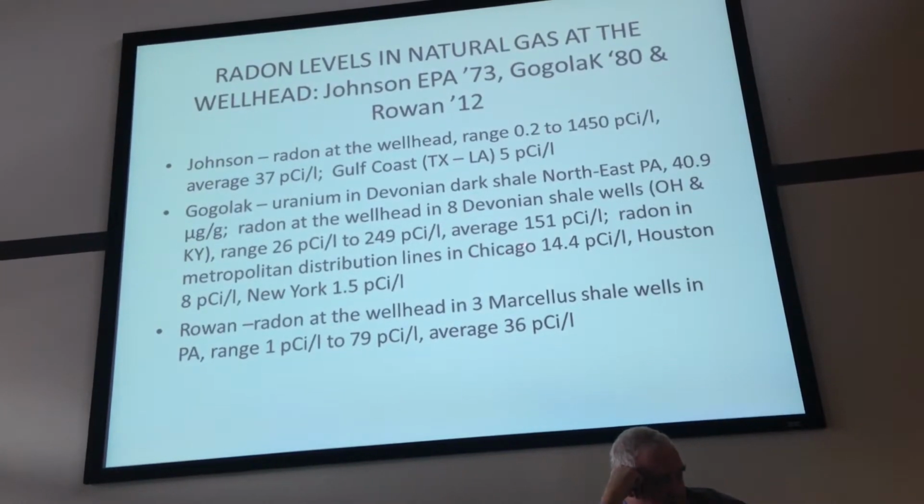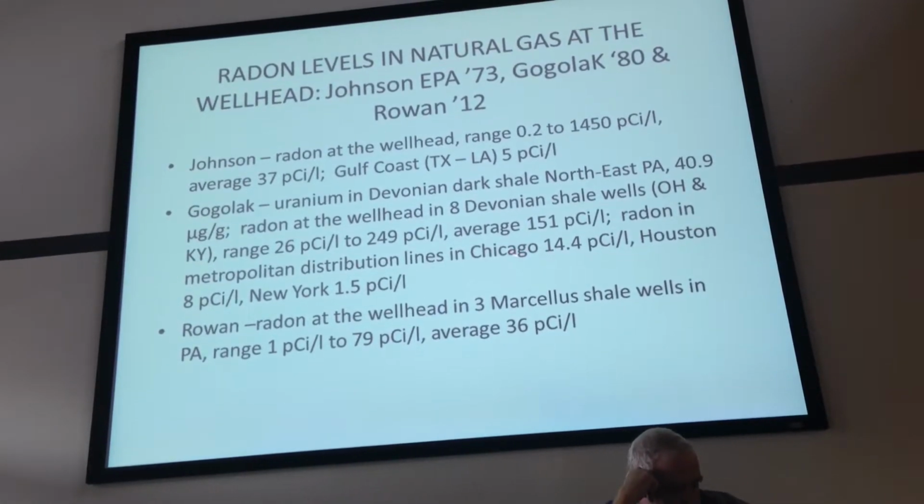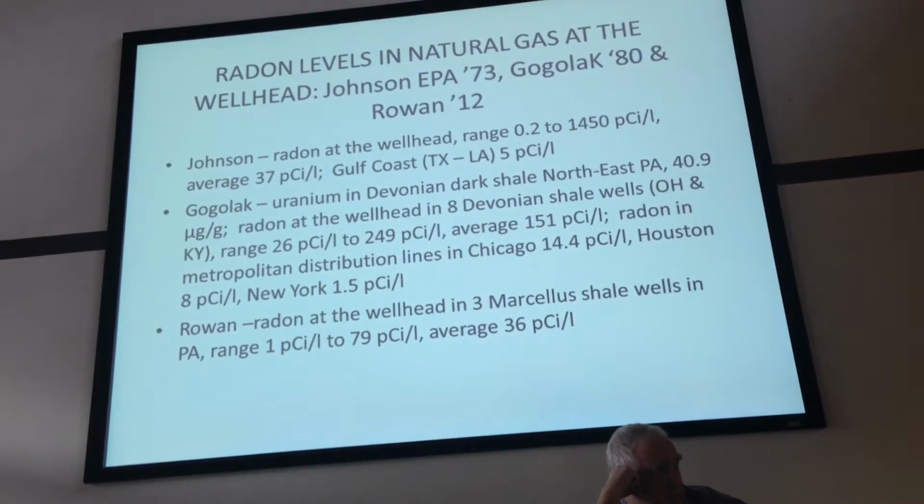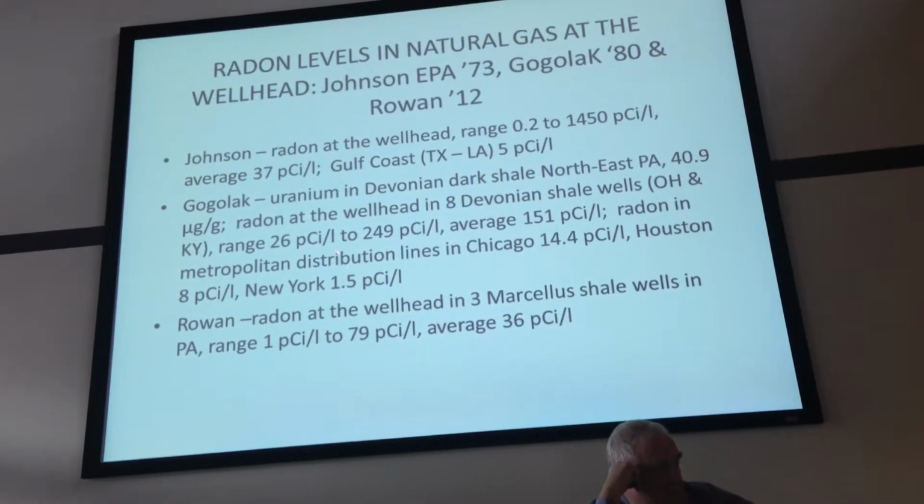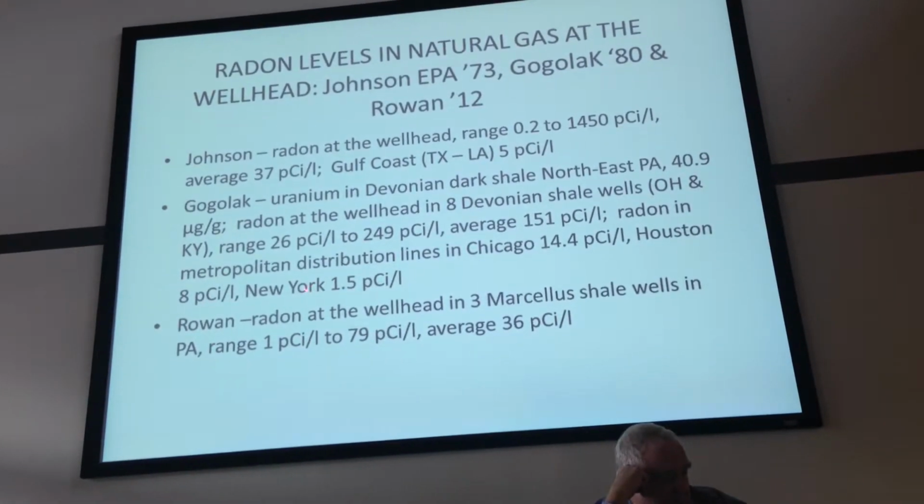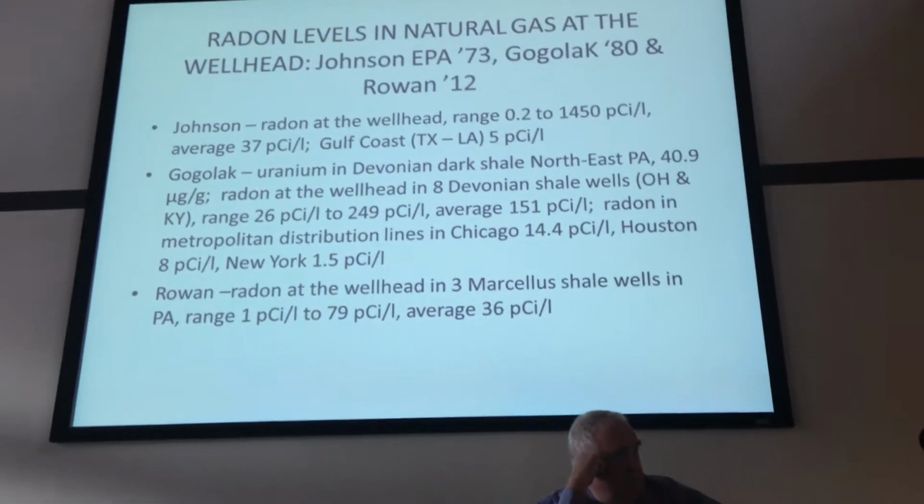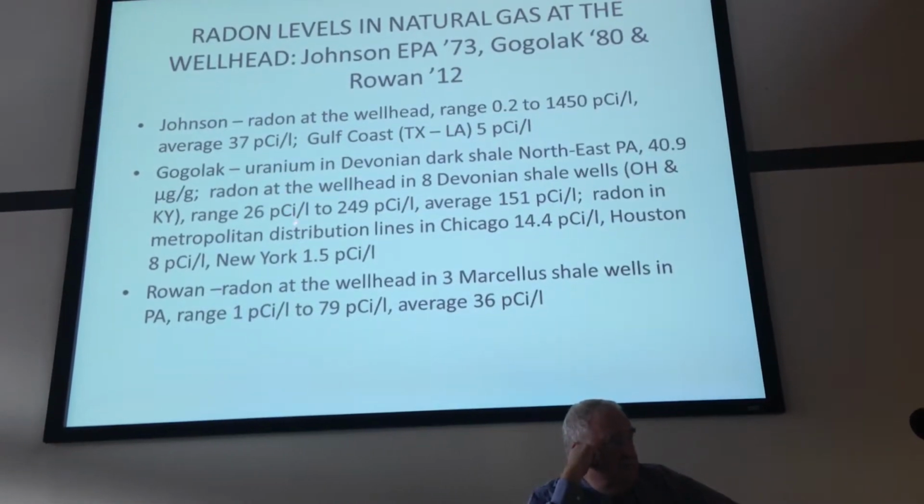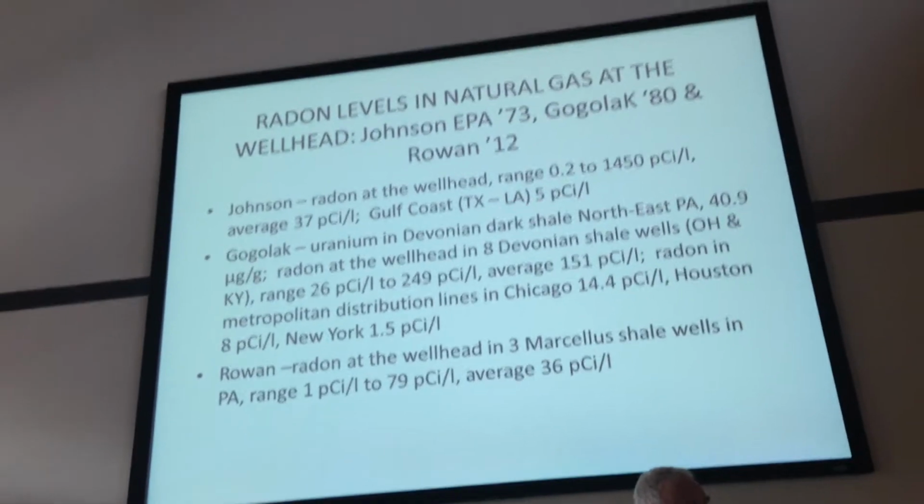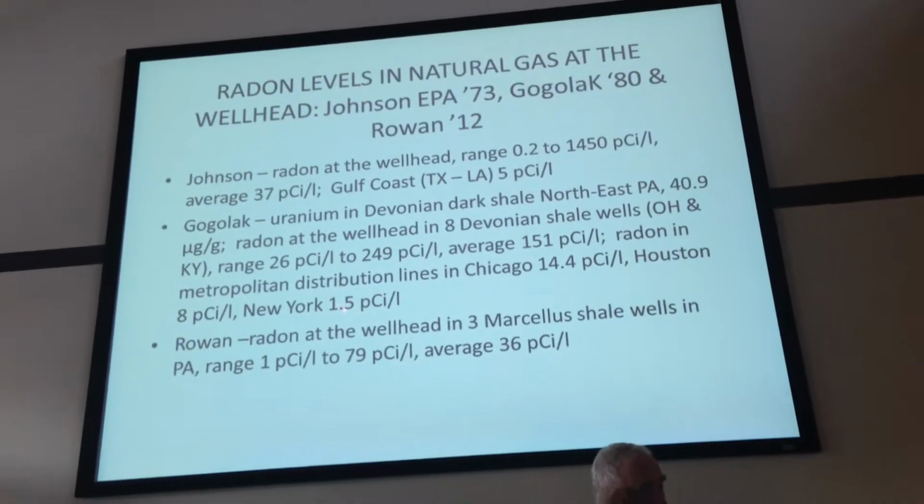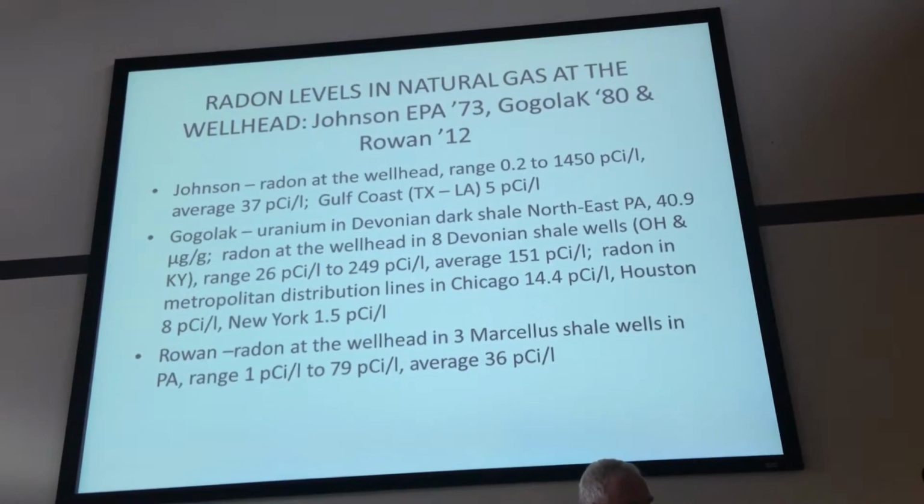Okay, here are some average levels he also found for certain big cities: Chicago, Houston, Denver, New York. Of all of the cities that he looked at, I think it was about 8 or 10, New York City was the lowest at 1.5 picocuries. And that is the number of, you start at 5 in the Gulf Coast, and you get to no more than 1.5 when you get to New York City.